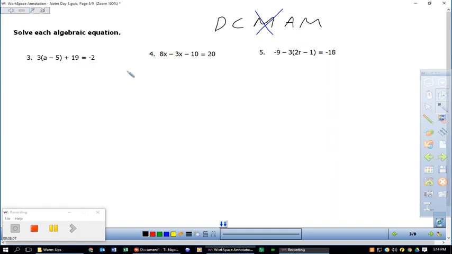So first, we're going to distribute 3 times this guy right here, so that's going to be 3a minus 15. So 3a minus 15, we'll bring down plus 19 and the negative 2. So next we get to combine like terms. Negative 15 plus 19.